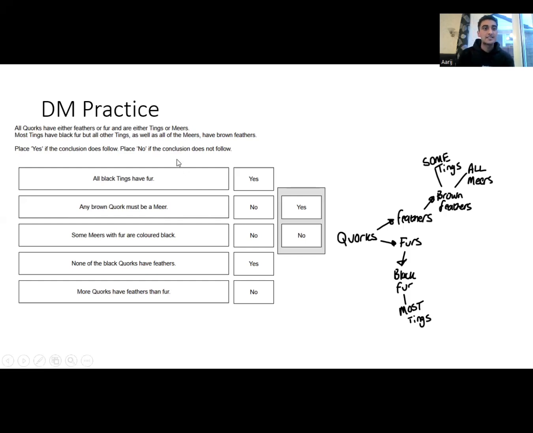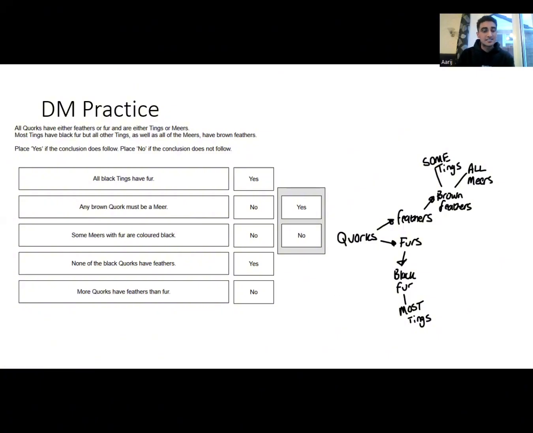And then for the second statement, it says any brown quark must be a male. So if you have a look, again, look at the flow diagram that I've made here. You can see that some brown quarks are things. So for that one, that's why I've gone no for it, because it's not true.